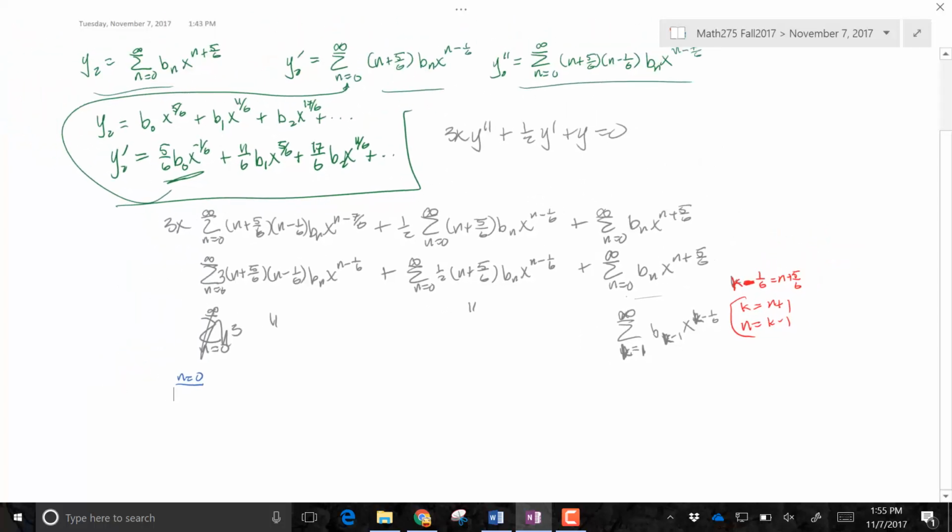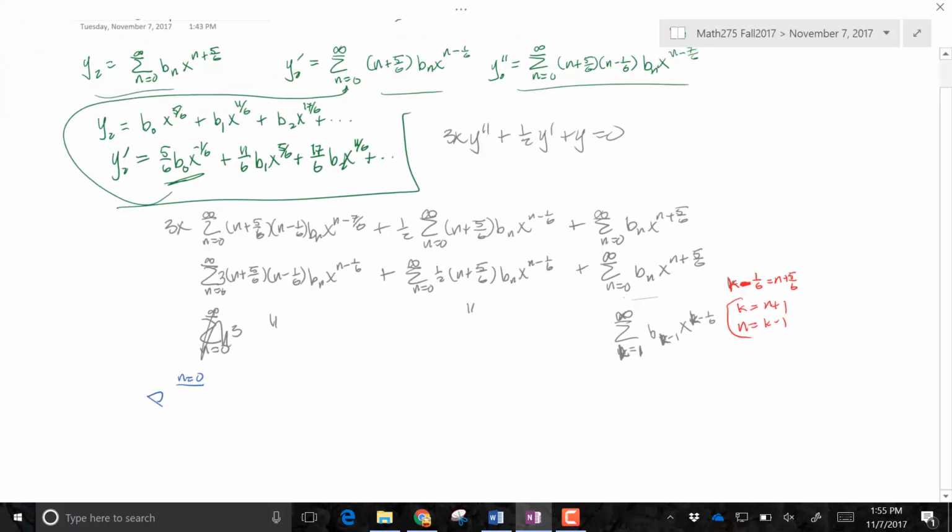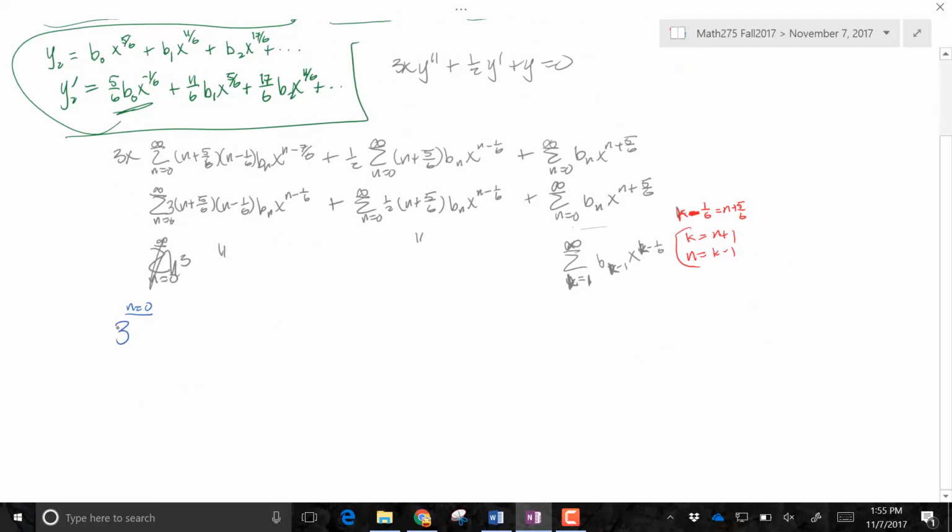I have 3. Why is my stuff moving? It shrunk. What?